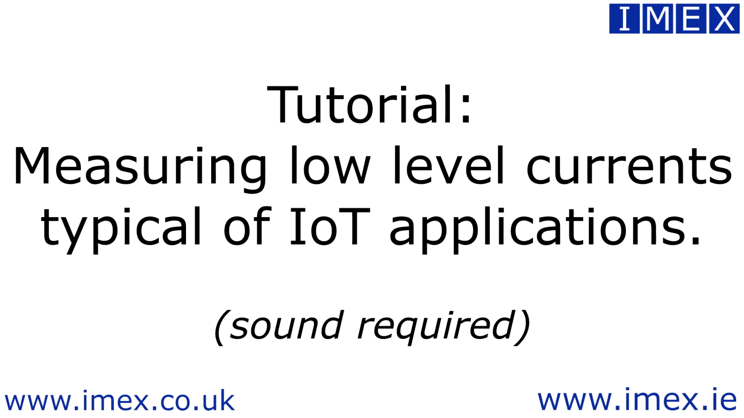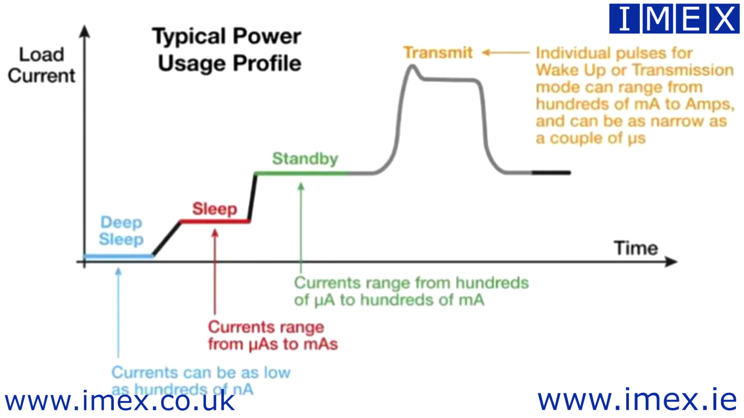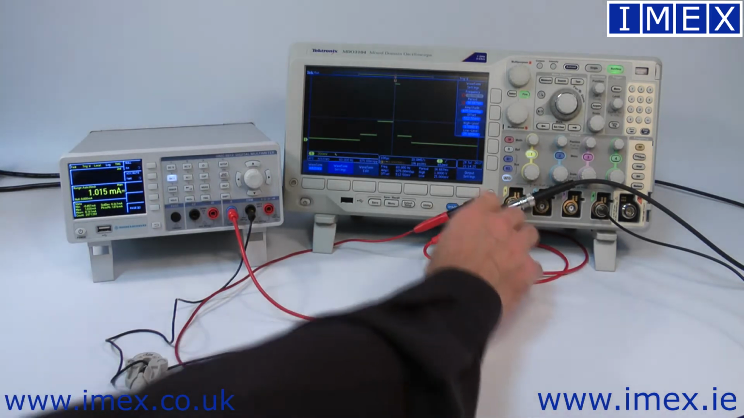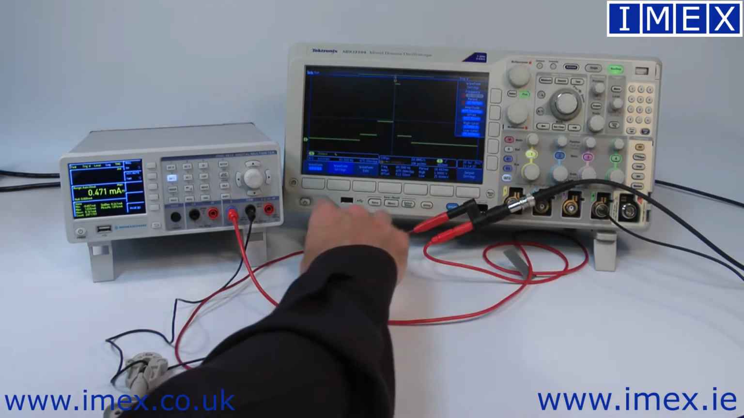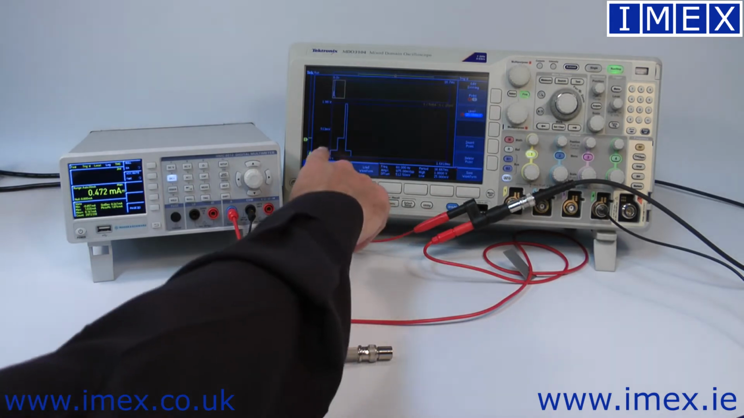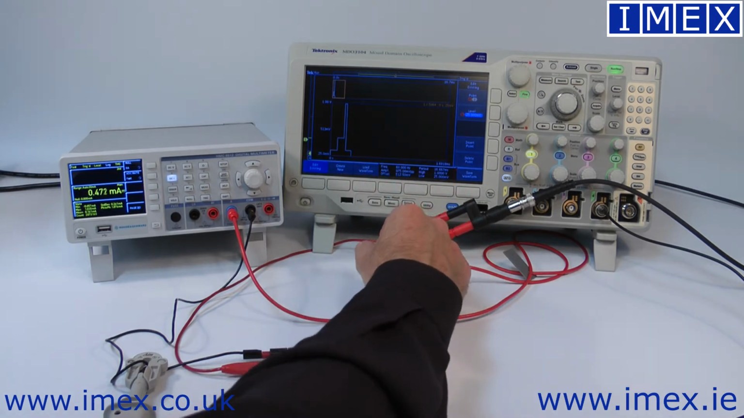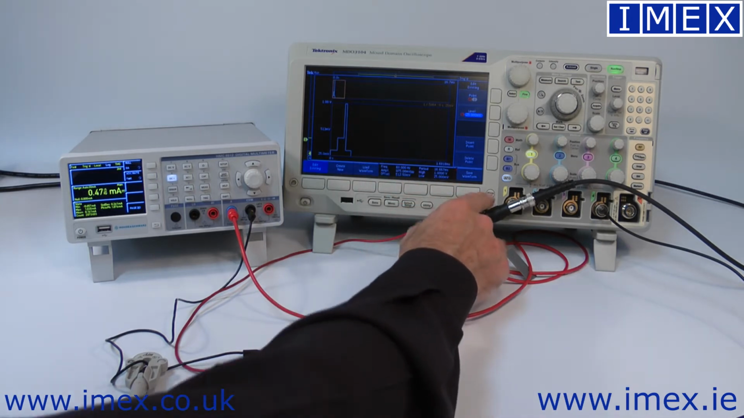Today I'd like to talk about measuring low-level currents. The type of thing you might see in an IoT application where you have a low-level sleep current switching up to perhaps a relatively high-level current when the device switches into transmit mode. So what we've done to simulate it, I have an arbitrary function generator built into this MDO 3000. So I've literally drawn a waveform that would be kind of representative of the power profile for an IoT device.